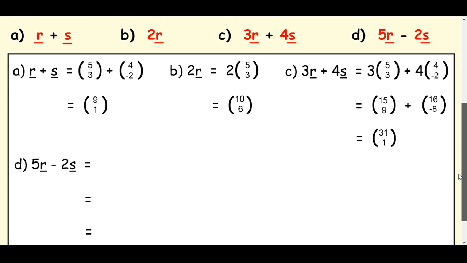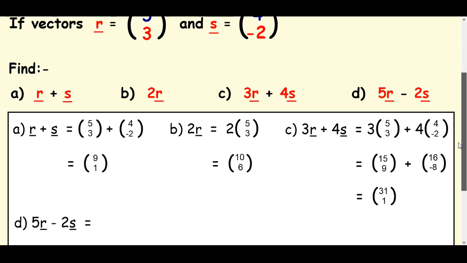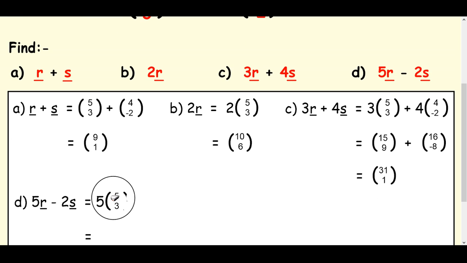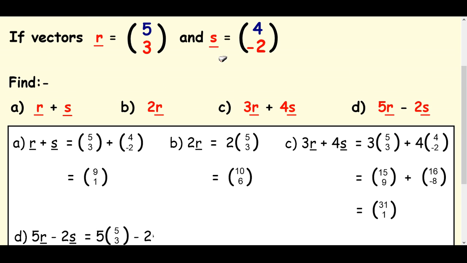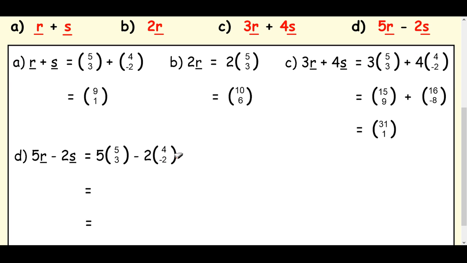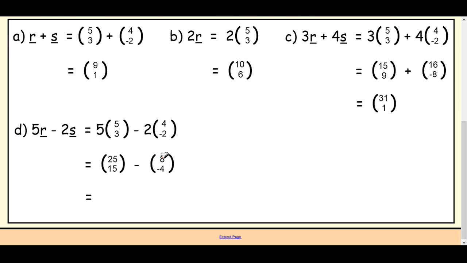Okay, we're on to the last one here, which is 5R minus 2S. So that will be 5 times (5, 3), take away 2 times, and just check what that is, (4, -2). Again, do the multiplication part first. So 5 5s are 25 and 5 3s are 15. Put your takeaway down and double both of these. So that will be 8 and then minus 4. So 25 take away 8, that's going to give you the 17 at the top. And then 15 take away negative 4. Be careful with that. That becomes 15 plus 4, which is 19. A lot of people do 15 take away 4 and get 11, get the wrong answer.